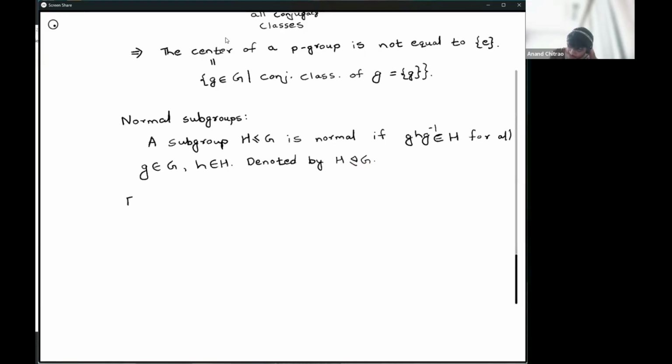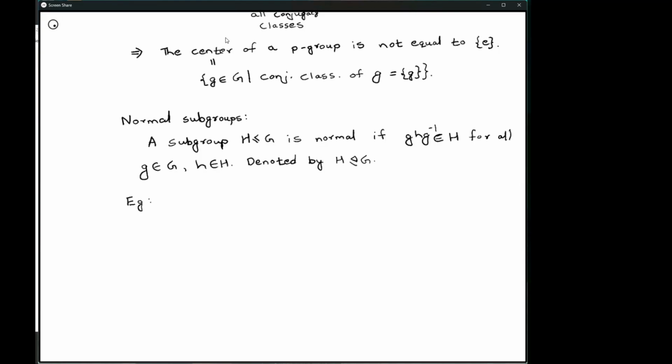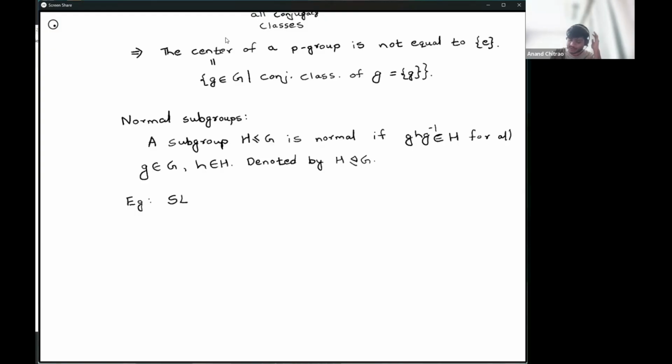So what are some of the examples? SLn(F) is a normal subgroup of GLn(F). The other way around, right? SLn is a normal subgroup of GLn. How to see this? Determinant is multiplicative. That's how you can see this.